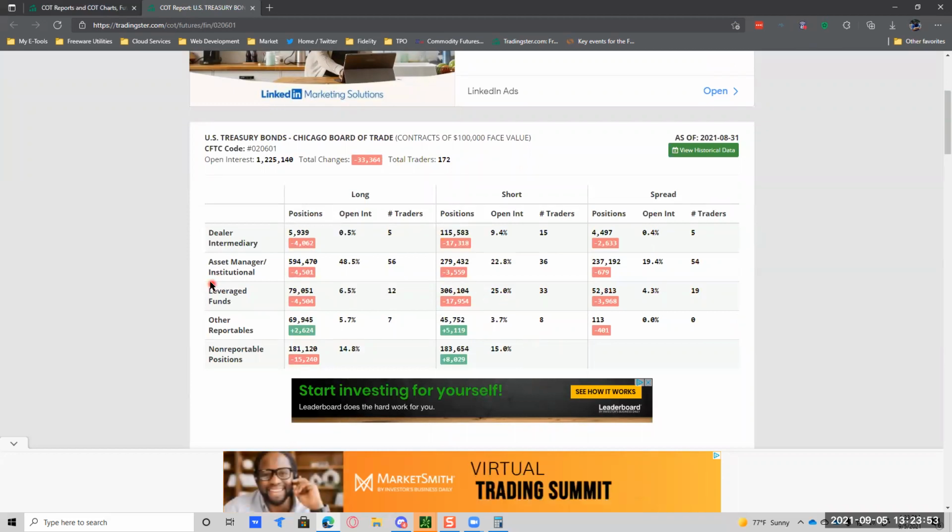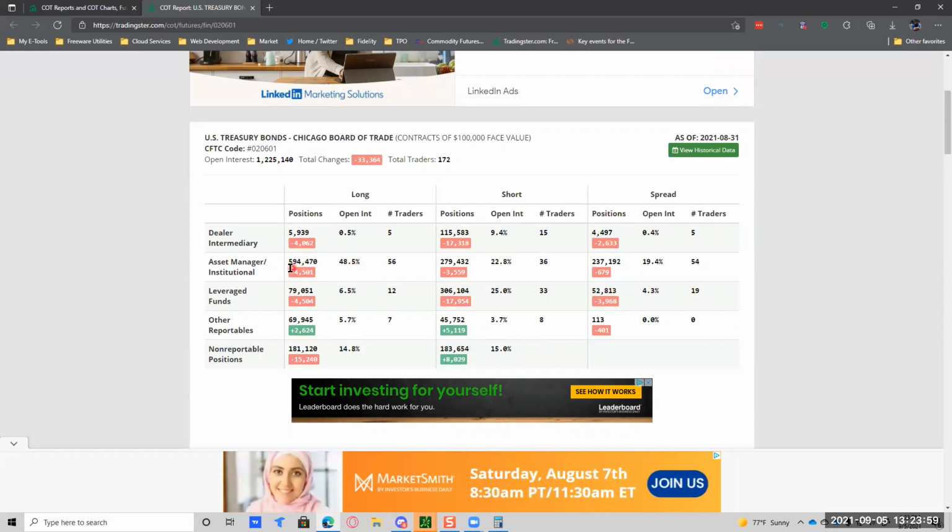So for the bonds this week, asset managers, they're still net long in the bonds. They took money off the table. They cashed out some of their position, and then they decreased some of their hedge. So they're looking for more upside. They're taking some of their hedge off, but they also took some profit.